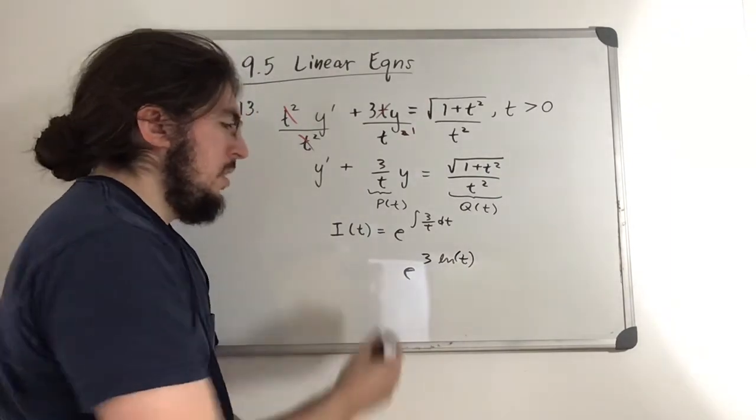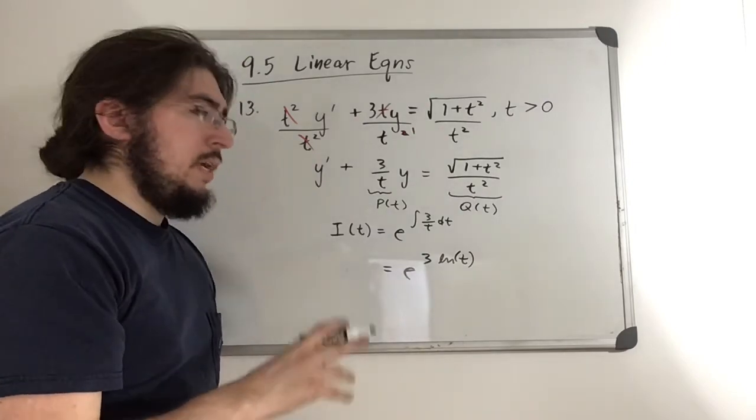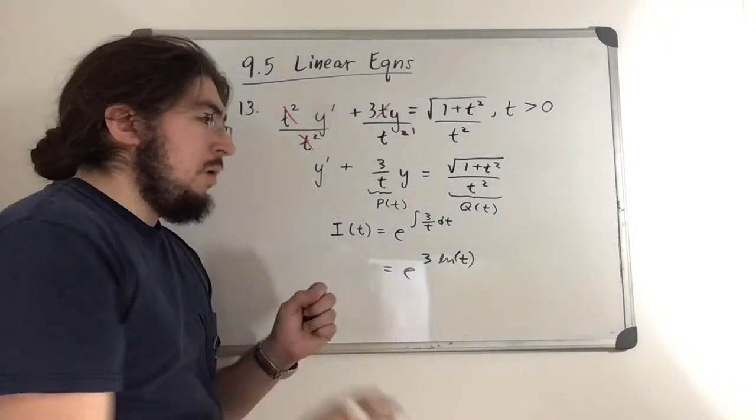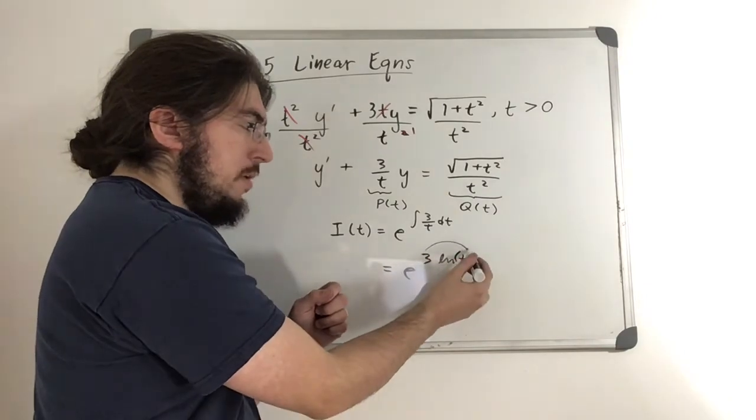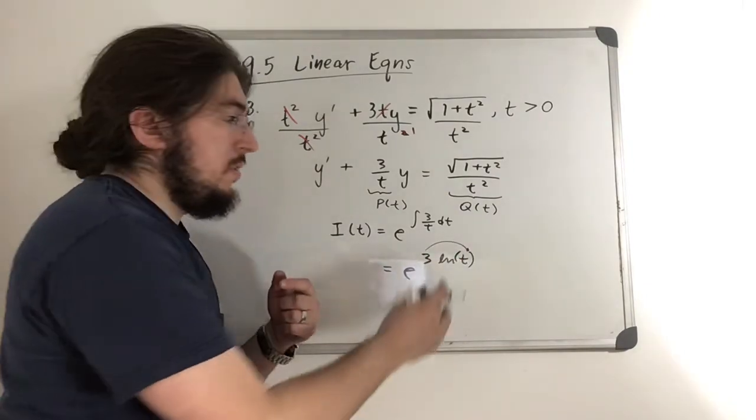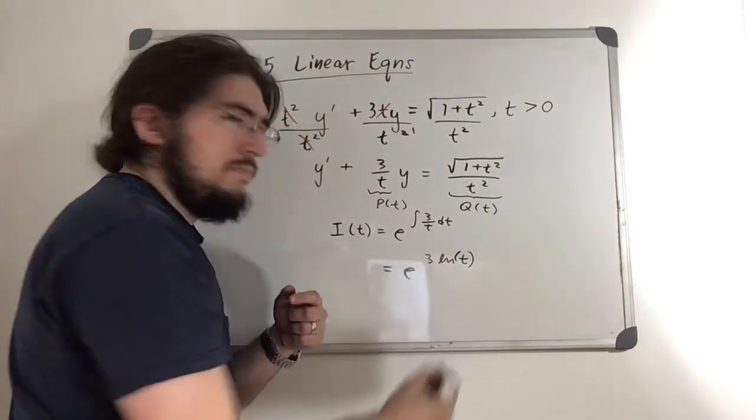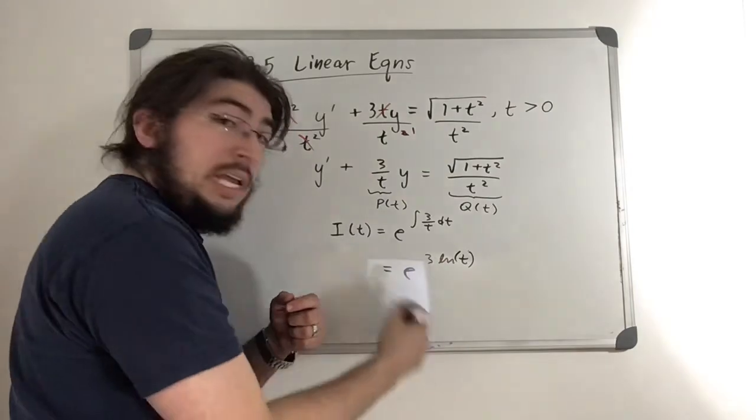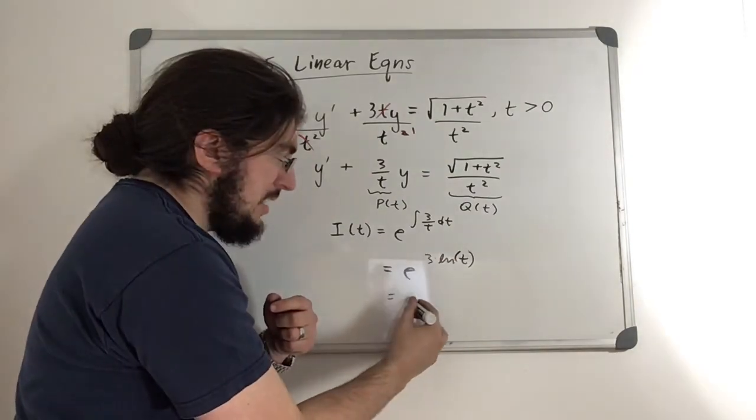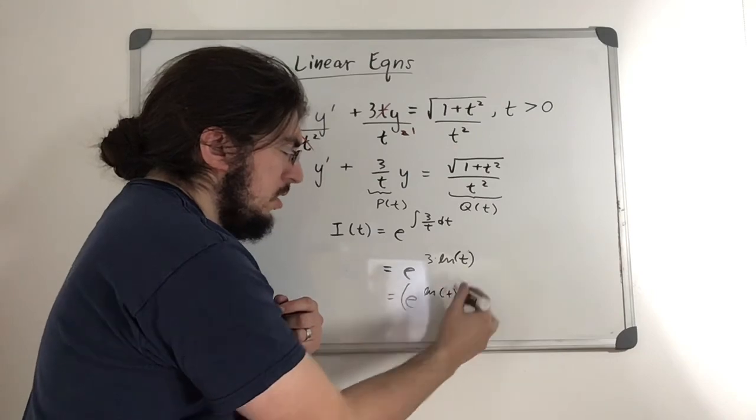And now what? Well, we want to cancel the 3 and ln, but we can't quite do it right away. There are a few ways to do it. One way is to bring 3 in as a power, so it's ln of t to the third. E and ln cancel, so you get t to the third. Another way of doing it, that I think is maybe better for most people to see, is you can rewrite this as e to the ln of t, all to the third.